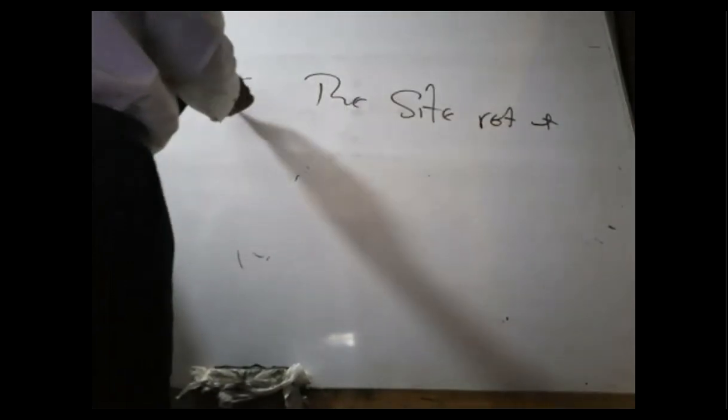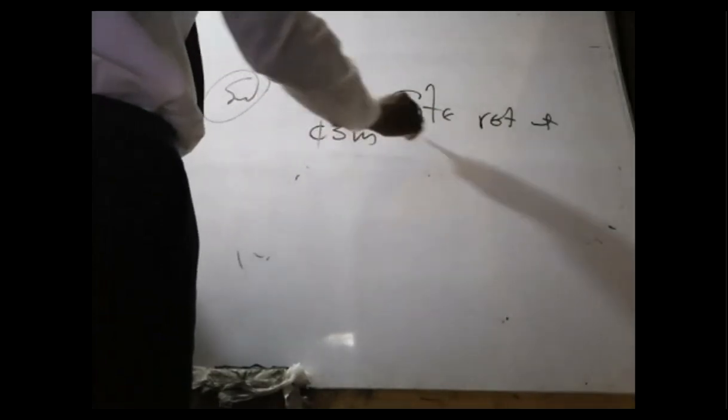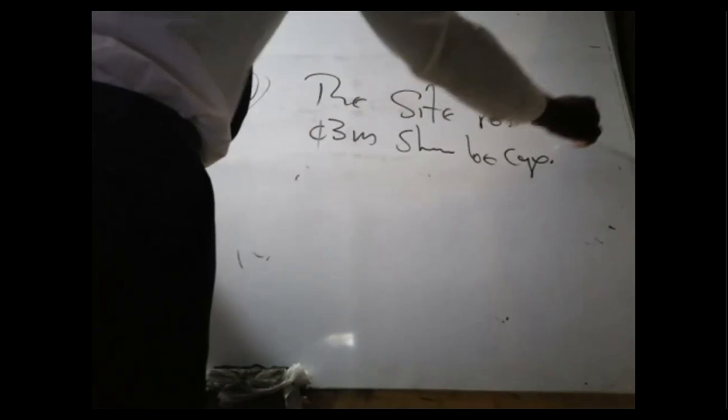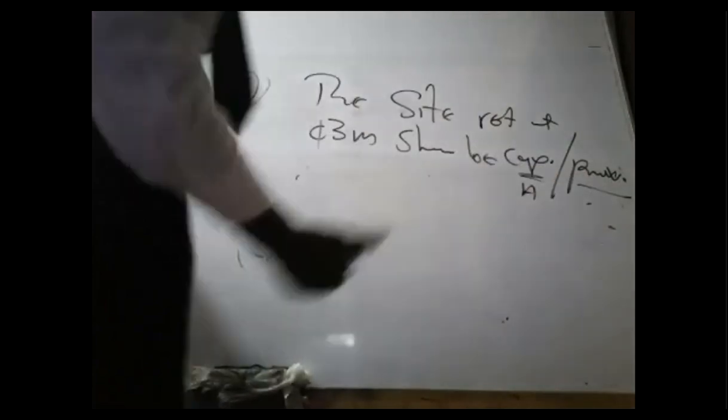The 3 million, that is the site restoration cost of solution of 3 million, should be capitalized and make provision for. So capitalize and provision, asset and liability, perfect.